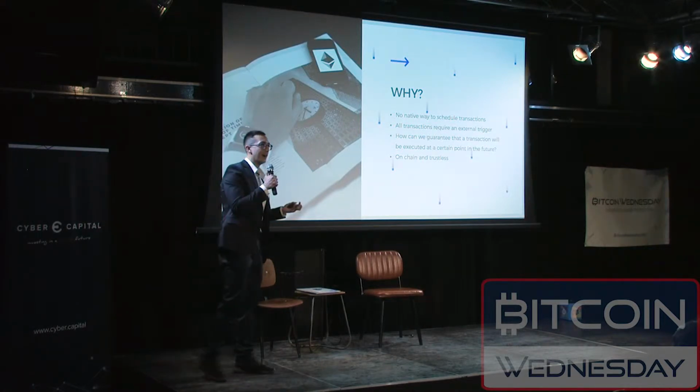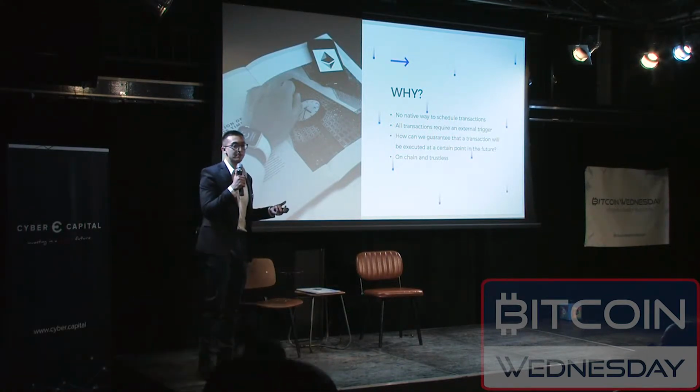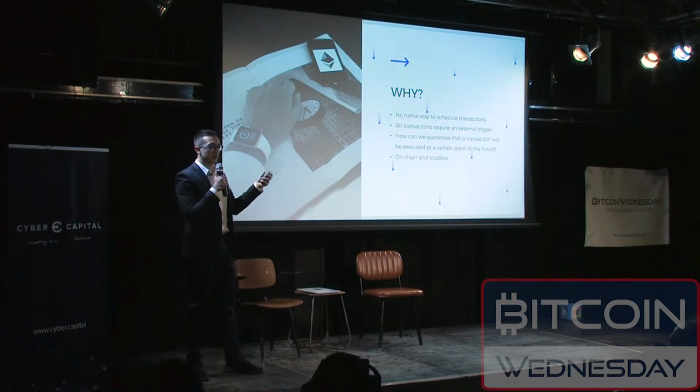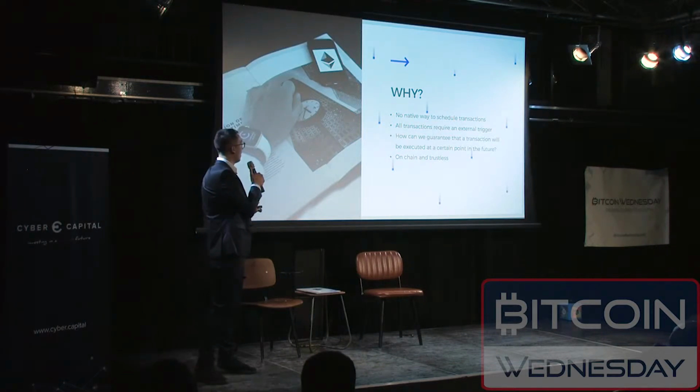So why do we need this? Scheduling transactions is something that people are used to. The developers especially are used to being able to set a cron job. But with blockchains and Ethereum, there's no way to mimic this functionality. Developers can do this locally, but we want to be able to mimic this on a global decentralized level and have trustless guarantees.